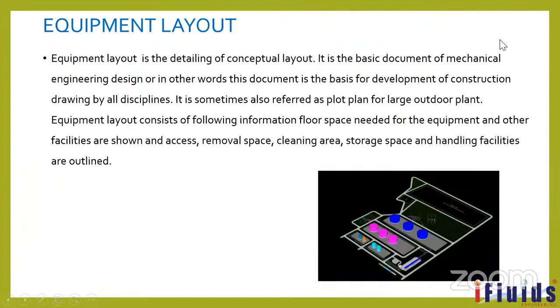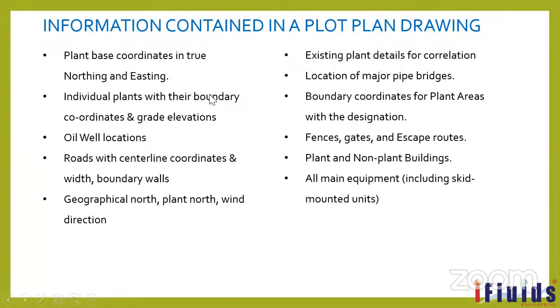Okay, information contained in the plot plan. What are all the information we can get from the plot plan? Plant base coordinates in the true north and east, individual plants with their boundary and coordinates, roads with the center line and coordinates, geographical north and plant north will be there.